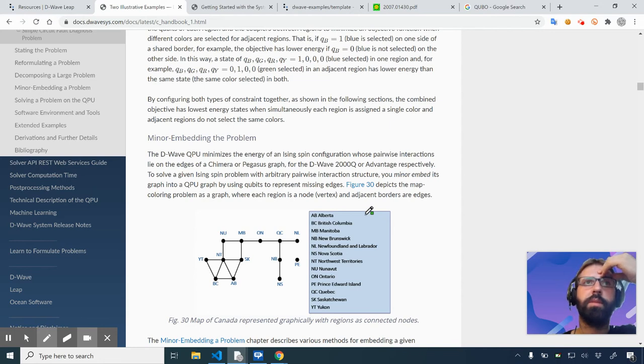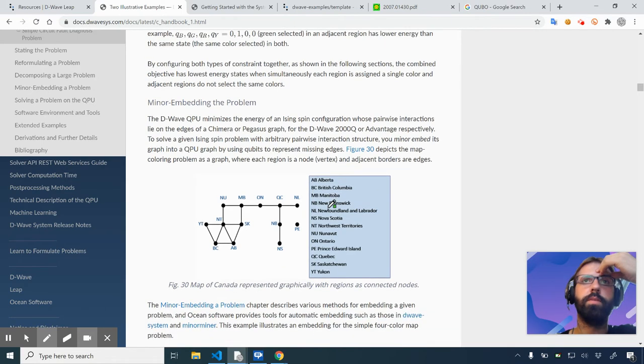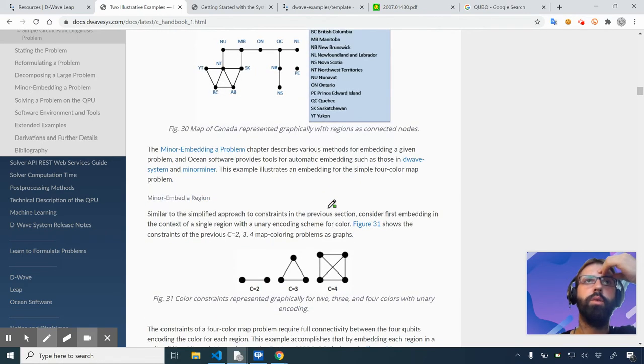Figure 30 depicts the map coloring problem as a graph where each region is a node and borders are edges. The minor embedding chapter describes various methods for embedding a given problem, and Ocean software has tools for automatic embedding, such as those in the minorminer package. A simplified approach to the constraints in the previous sections.